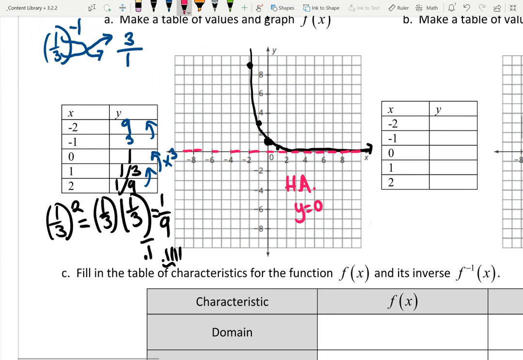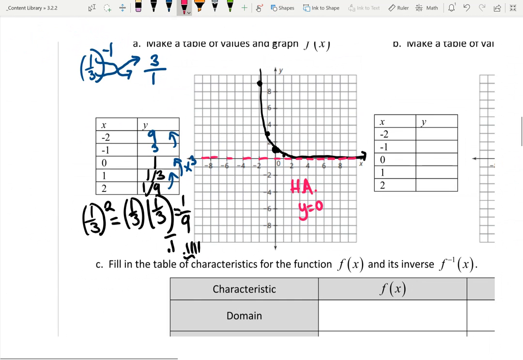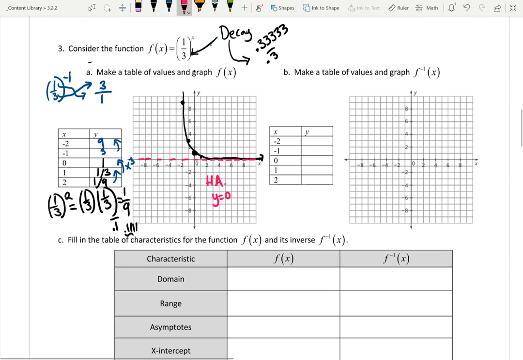Okay, well, voila, success. Now I go ahead and I have to graph the inverse of this guy. What is going to be the inverse of a decay equation? So I'm going to switch my x's and my y's. I'm going to switch out -2, and I'm going to put 9, -2. Scratch out the -1, I'm going to put 3, -1. Scratch out the 0, put a 1, 0. Scratch out the 1, I'm going to put 1/3.